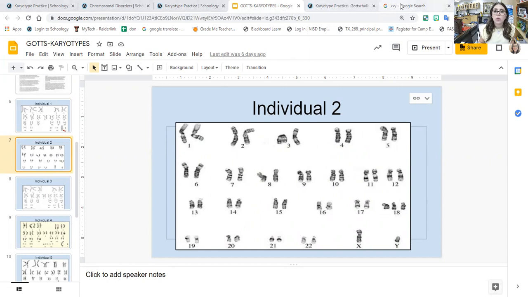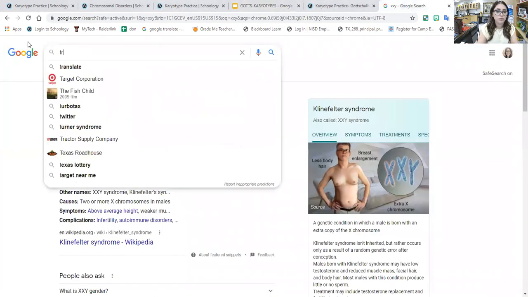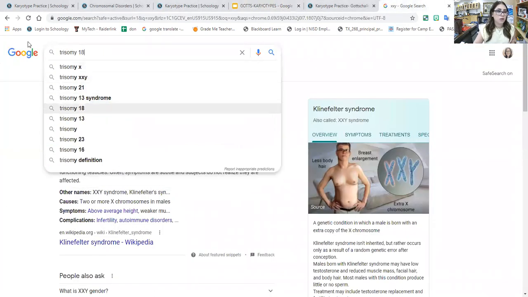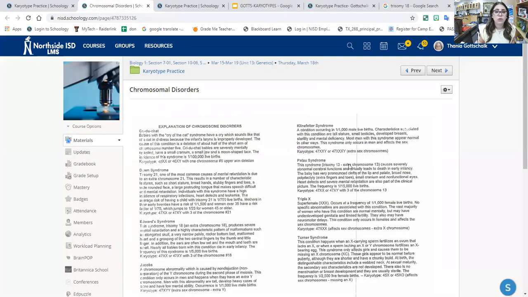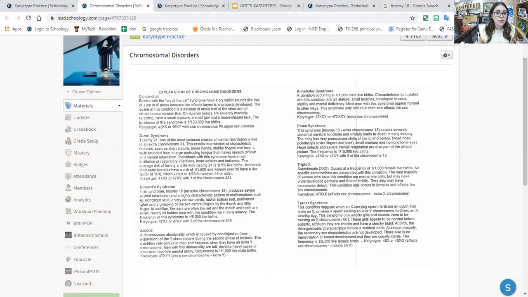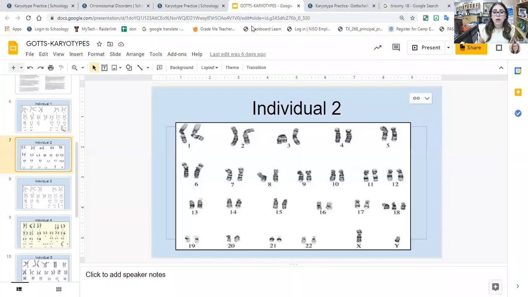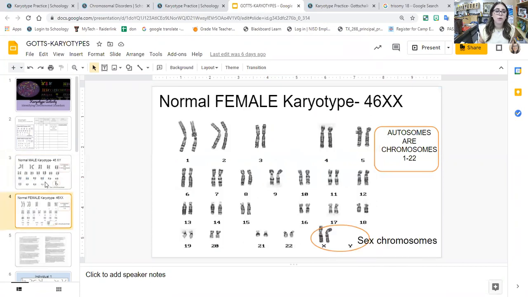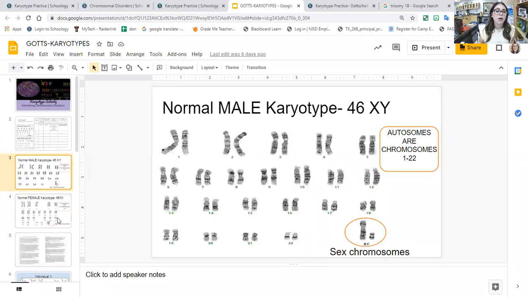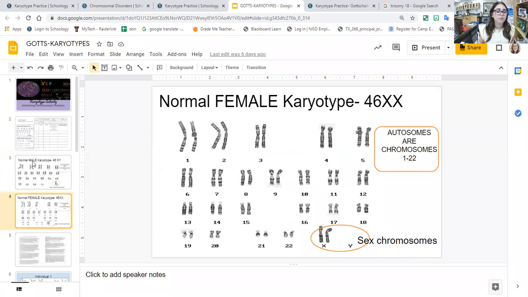You can always go to handy dandy Google to get your syndrome name. You can come back to your chromosomal disorders, look for Edwards, and boom, you got your notation down here. Again, remember that the 23rd pair tells you the sex, so an X and a Y, that's going to be indicative of a male. And if you don't remember which one's which, I put a baseline for you here. XY is male, XX is female.